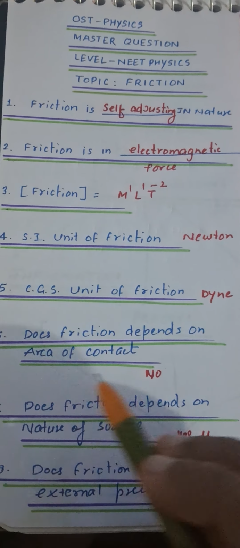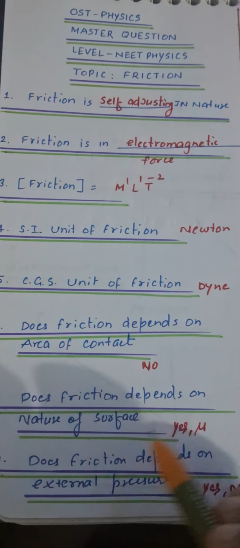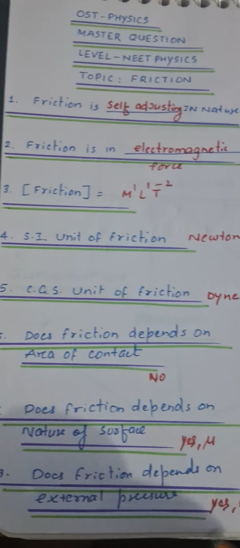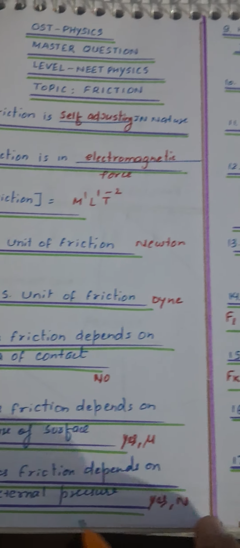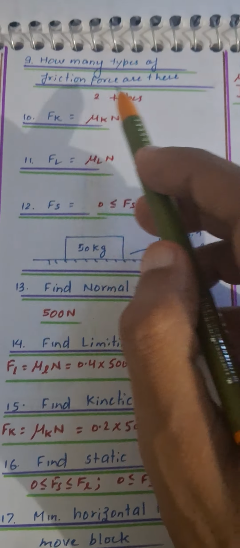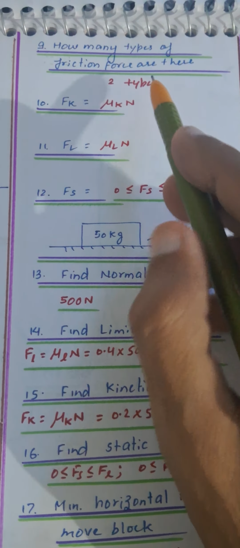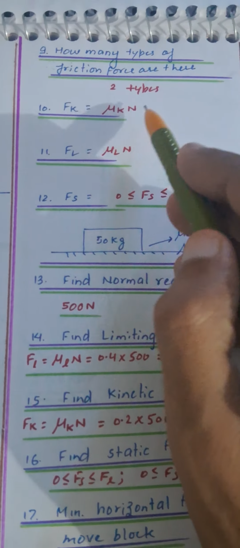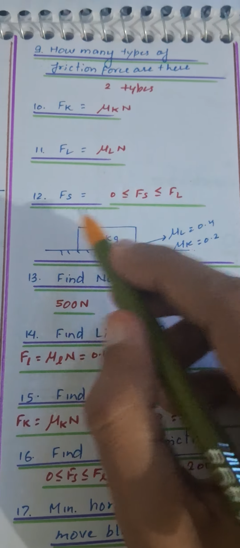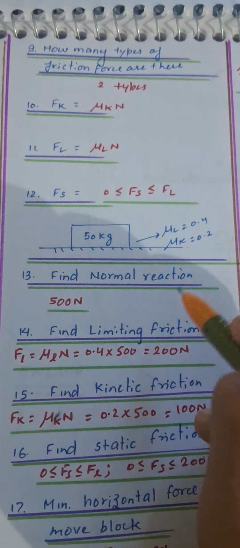Does friction depend on area of contact? No. Does friction depend on nature of surface? Yes, because mu depends on the nature of surface. Does friction depend on external pressure? Yes, because normal reaction will change with pressure. How many types of friction are there? Two types. Kinetic friction is mu k into N. Limiting friction is mu limiting into N. And static friction lies between 0 and the limiting friction.